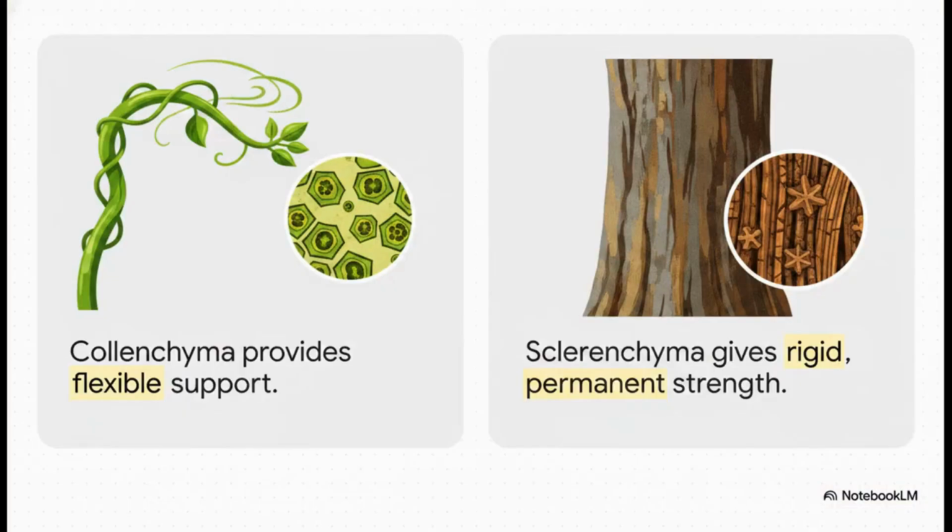And this brilliantly illustrates the overall difference in plant support systems. I mean, if you look at a young green climber bending in the wind without breaking, that's Collenchyma tissue at work. It provides flexible support. But a massive tree trunk that just refuses to budge, that relies on Sclerenchyma. This tissue is actually dead at maturity and contains a super tough substance called lignin to provide permanent, rigid strength.